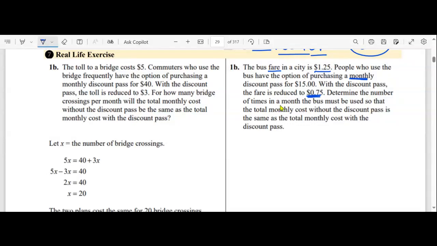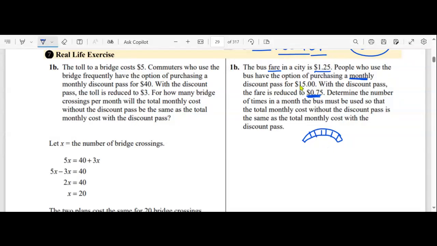Determine the number of times in a month the bus must be used so that the total monthly cost without the discount pass is the same as the total monthly cost with the discount pass. Who understands this? I get it, Doctor. Yes, go ahead. Is that a question? Yeah, it's a question. You have to answer the question. Okay.